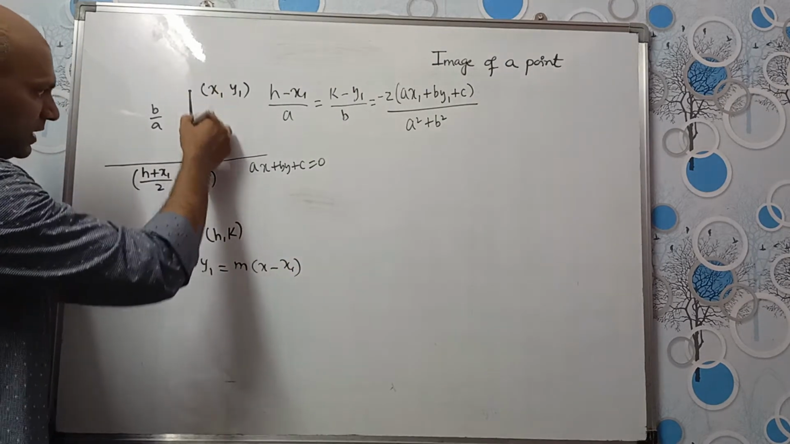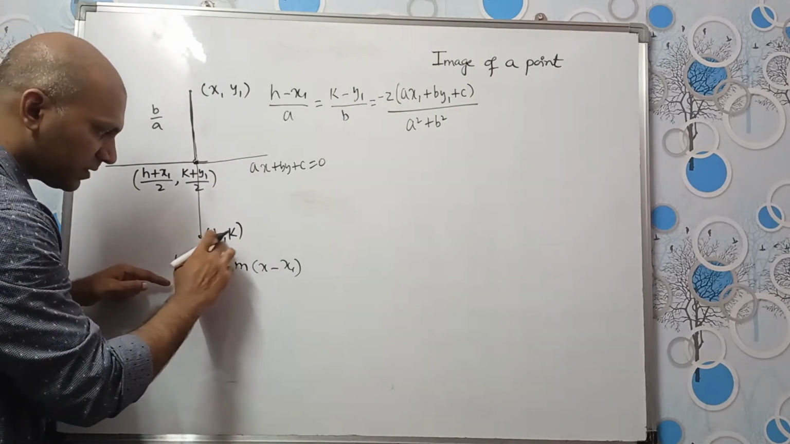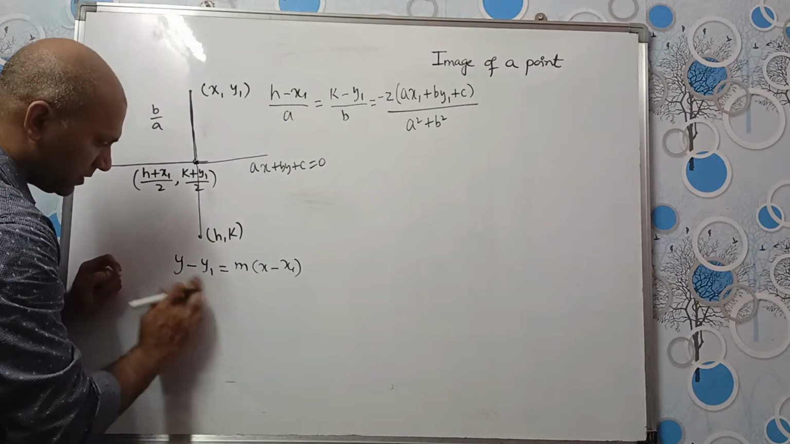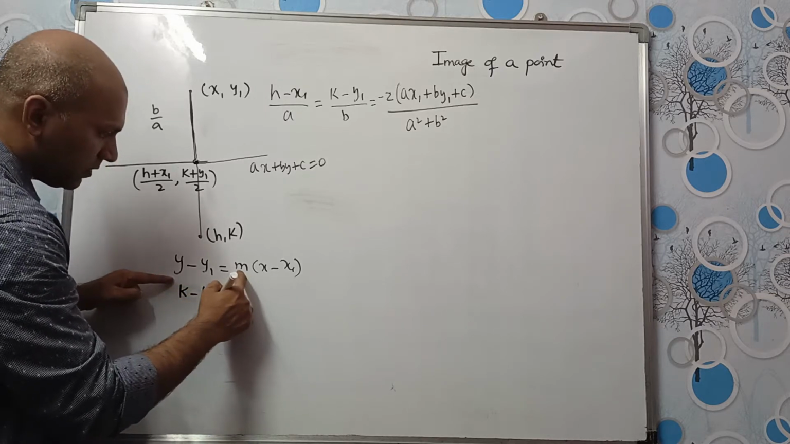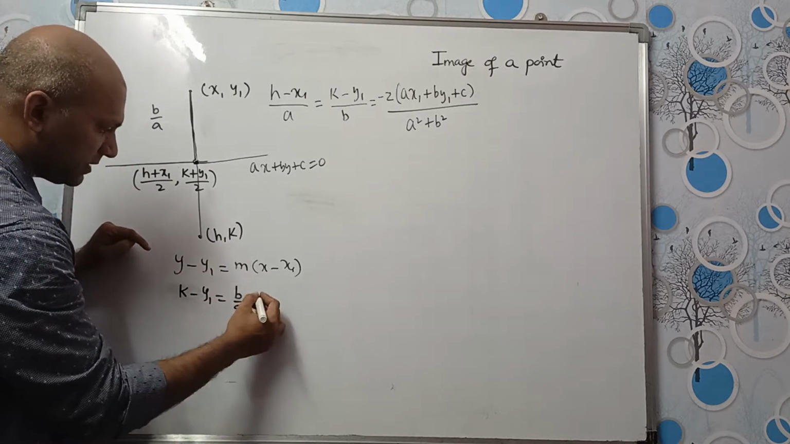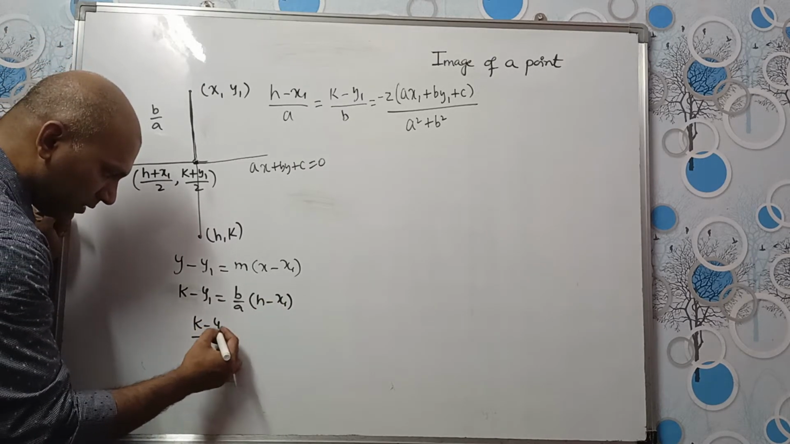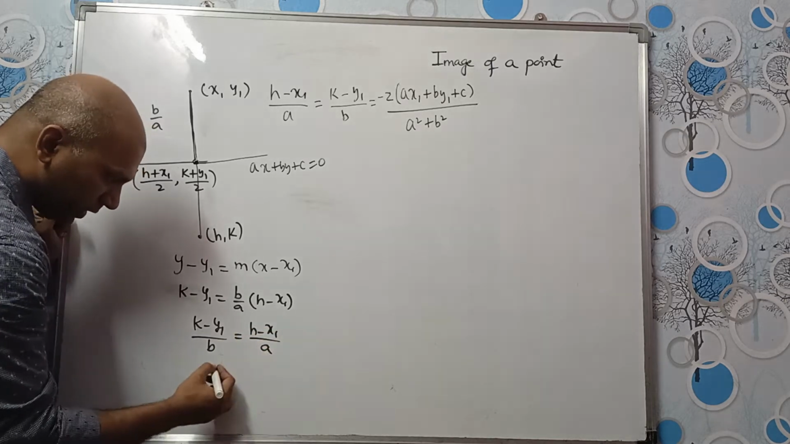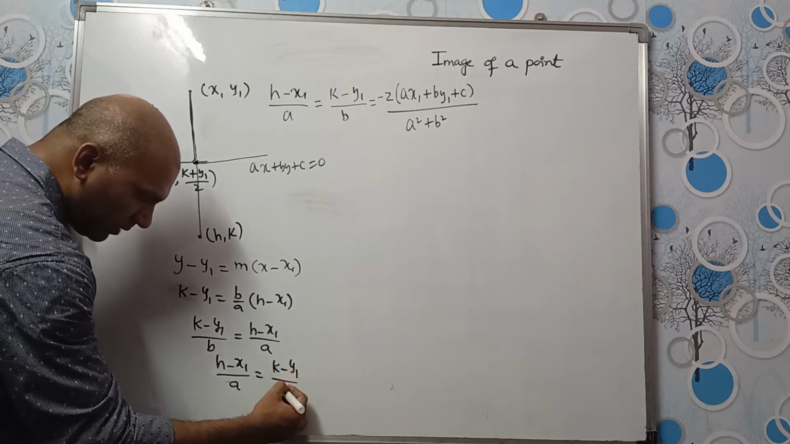Okay, see, on this line we have a point h comma k. That means in place of x and y, if we substitute h comma k, this should satisfy, right? So in place of y we need to write k. So this is k minus y1 is equal to m. What is the value of m? b by a multiplied by x. x is h minus x1. Okay, so this is k minus y1, this b comes to the denominator, is equal to h minus x1 by a. Or we can write this as h minus x1 by a equal to k minus y1 by b.